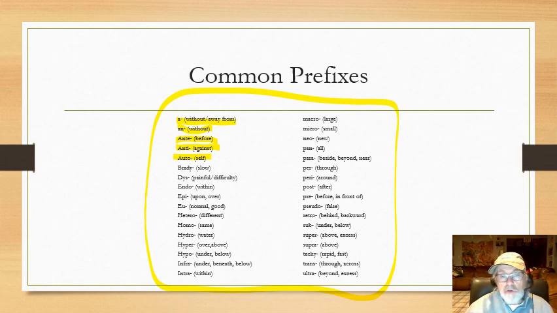Crohn's disease is an autoimmune disease. What happens is they create an immune response abnormally against their own body tissues, and that's what this auto means. So auto means self. Brady means slow. When somebody's heart rate is slow, it's called a bradycardia or a slow heart.